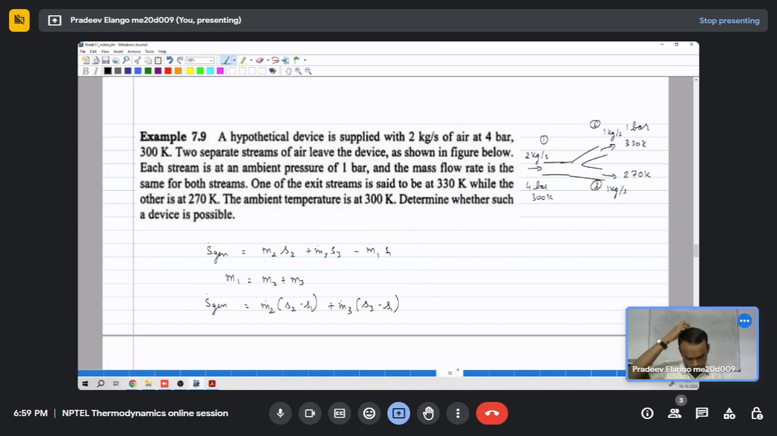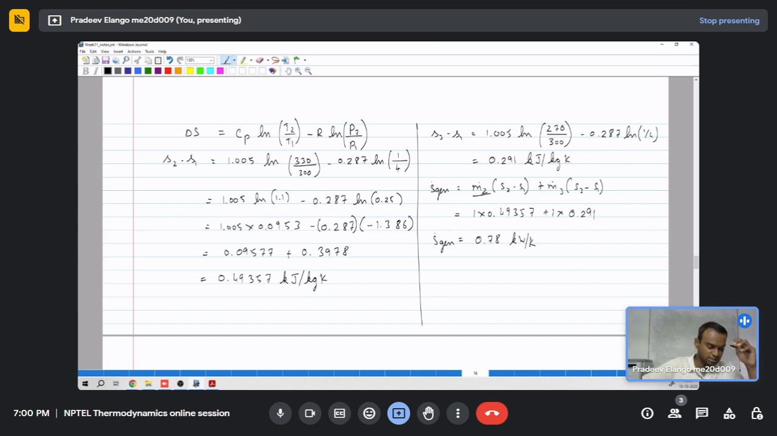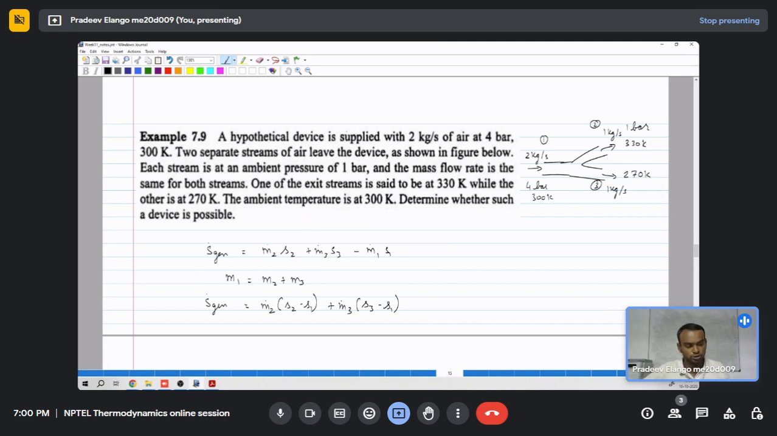Now for the entropy generation, we have m dot 2 into S2 minus S1 plus m dot 3 into S3 minus S1. So m dot 2 and m dot 3 are both 1 kg per second. So this would be 1 into 0.49357 plus 1 into 0.295. Calculate this. So it is 0.78 kilojoule per Kelvin. Because we have used mass flow rate, this is kilowatt per Kelvin. So we can see the entropy generation is positive.